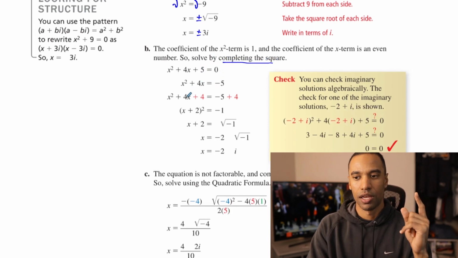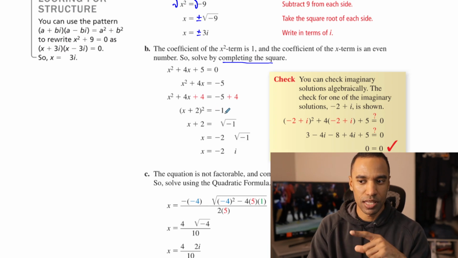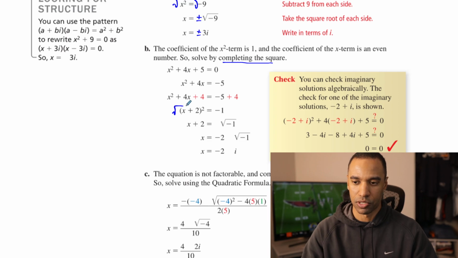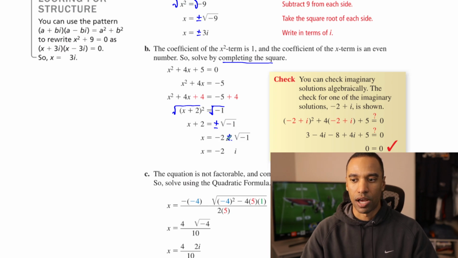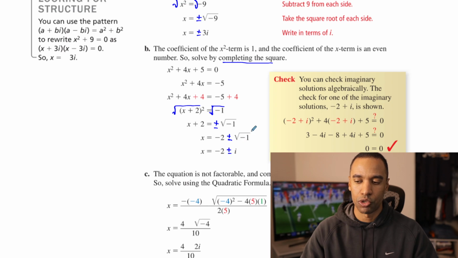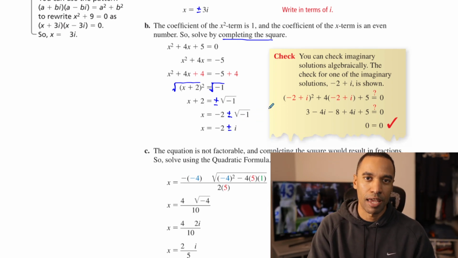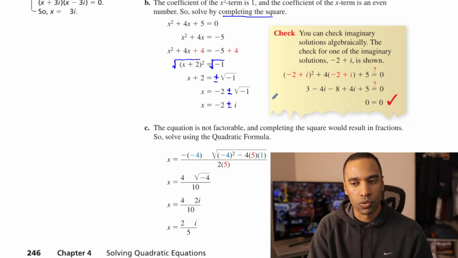Subtract the 5 over, complete the square, add 4 to both sides, but you see this is a negative 1 when you factor this thing down, so we do take the square root of both sides, and the square root of negative 1, not being real solutions, we'll have imaginary solutions of i. So square root of negative 1 is i, so subtract the 2 over, you get negative 2 plus or minus i. Negative 2 plus i, negative 2 minus i being your two imaginary solutions.